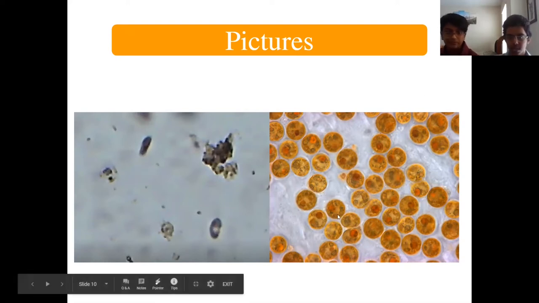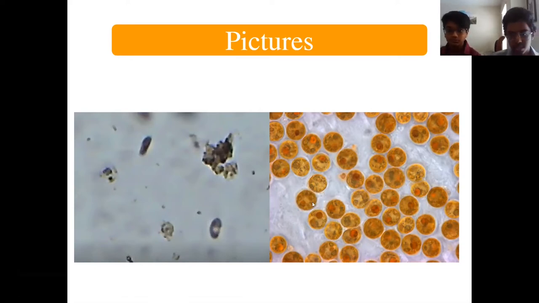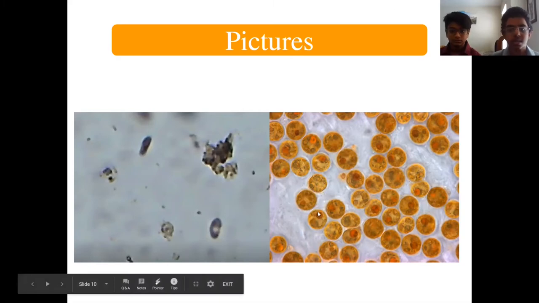So this picture right here with the orange-looking cells is actually representing zooxanthella. And inside, if you look quite closely, you can see all of each cell's internal organs.